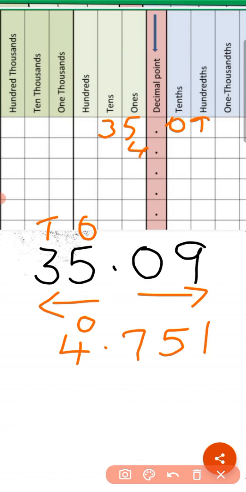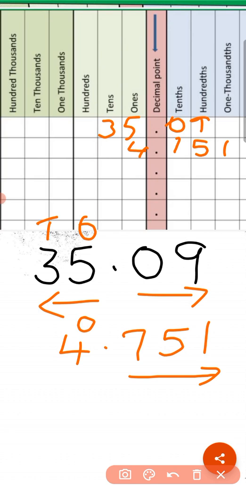Then look at the decimal part. 751. Which is the first digit, children? Right side first digit, 7. So 7 tenths. Then second digit 5 hundredths and third digit 1 thousandths.